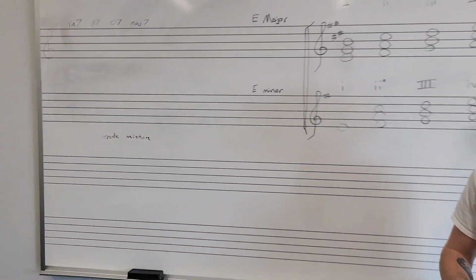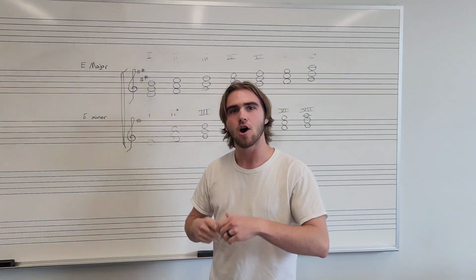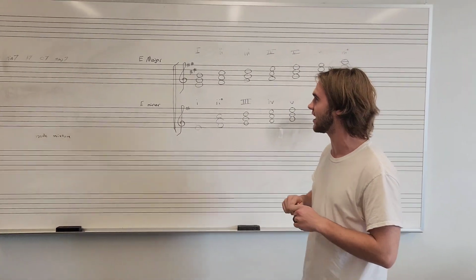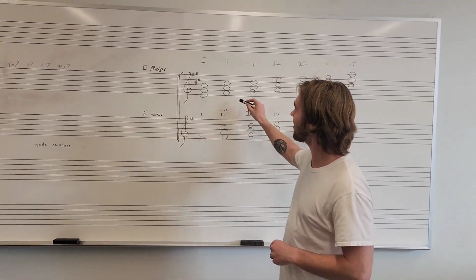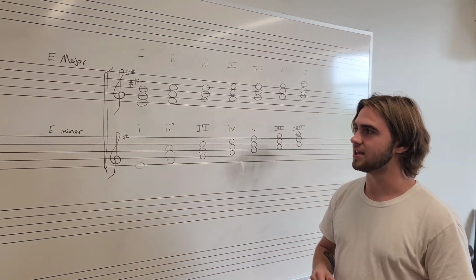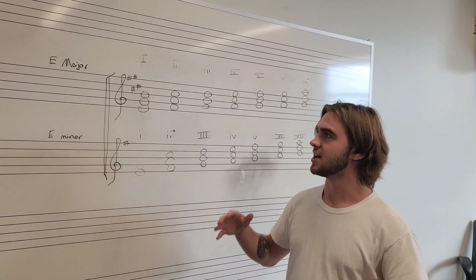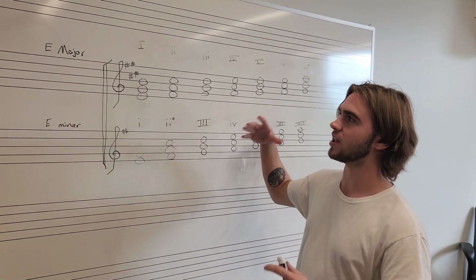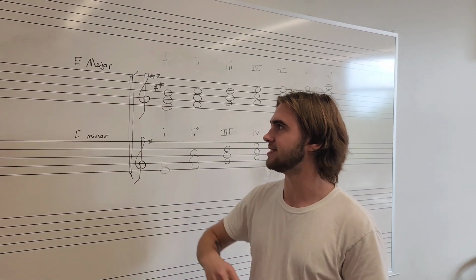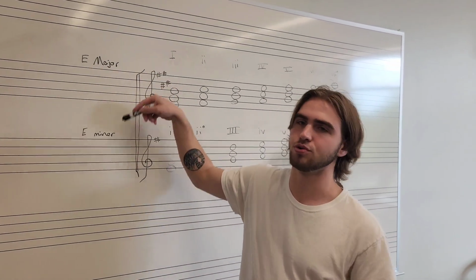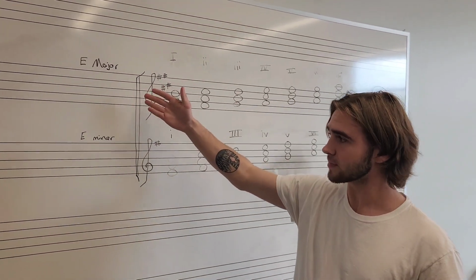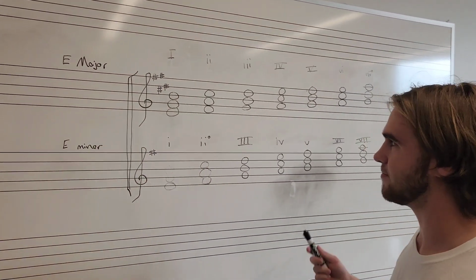Today we're talking about Mode Mixture, which is basically the concept of borrowing chords. Just how I borrowed one of my best friends for this project. I love it. So when we have the concept of borrowing chords, it's built off the parallel relationship between a major key and a minor key of the same root, if you will. So here we have an example of E major and its parallel key E minor.